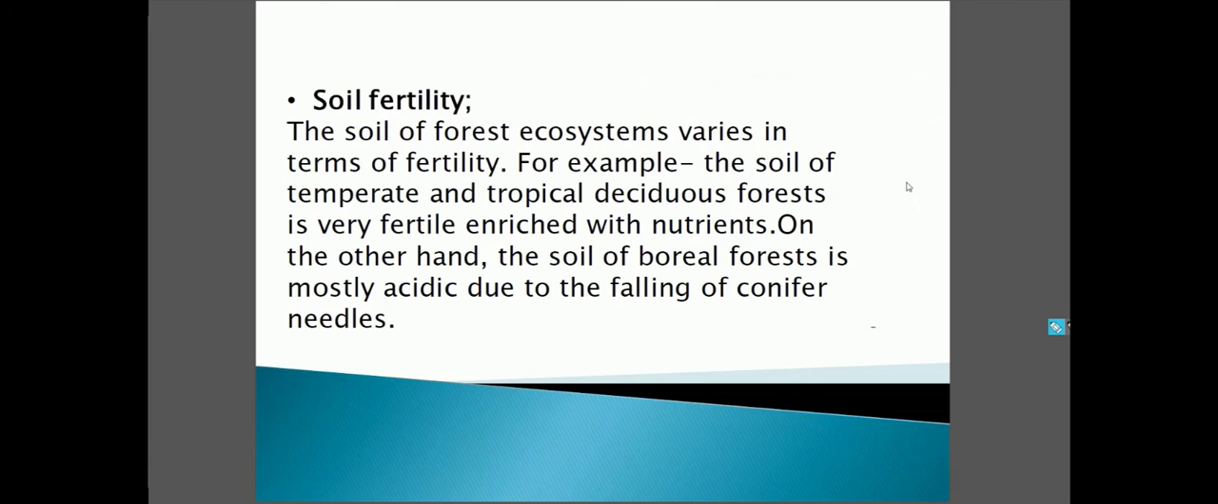What could be the benefit of the forest ecosystem? The forest ecosystem provides soil fertility. The soil of the forest ecosystem is very fertile, in good condition in terms of fertility. For example, the soil of temperate and tropical deciduous forests is very fertile and enriched with nutrients. Why? You can ask this question.